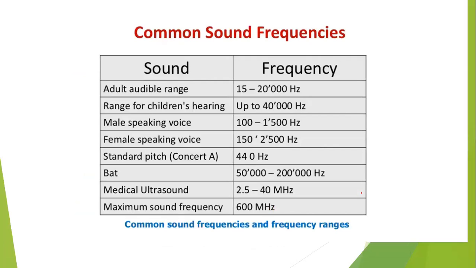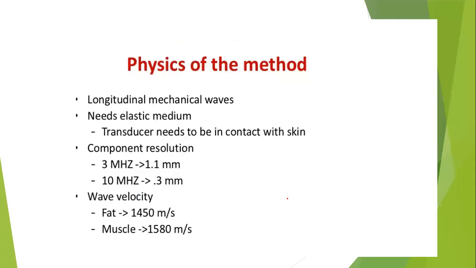So here we have some common sound frequencies. An adult audible range is between 15 and 20,000 hertz. And on the other side, we have medical ultrasound. It's from 2.5 to 40 megahertz. Okay, so this is way beyond what we can hear. So that is why we cannot hear ultrasound waves.